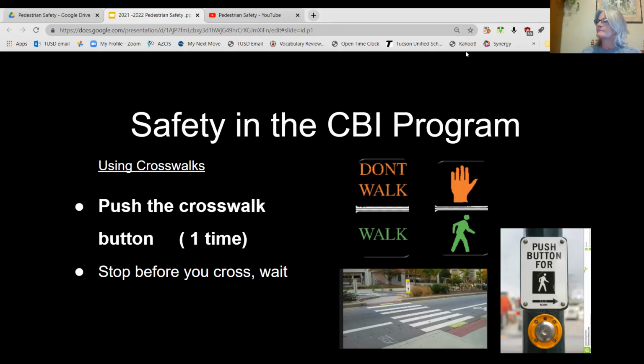Remember, you gotta stop before you walk out into the street. A lot of times we might be talking and we don't stop at that curb. So you gotta stop and wait. You gotta look both ways. Make sure nobody's coming. And I mean it, turn your head. You look this way to the right, and you turn and you look to the left. And sometimes you even look right behind you. Make sure no one's coming right in front of you.